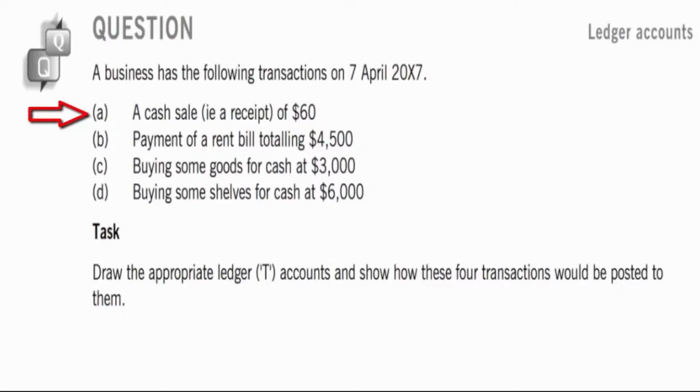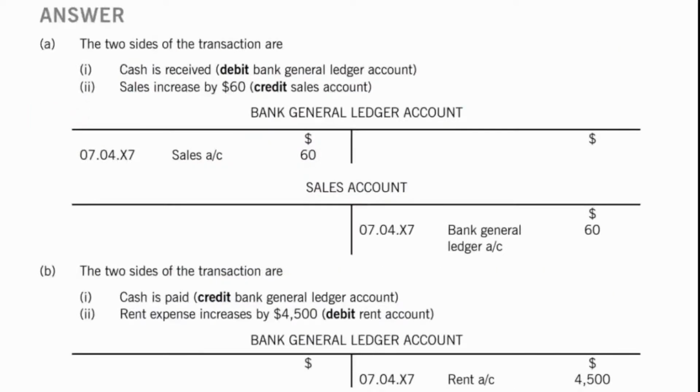Transaction A, a cash sale worth $60. The business sells goods and receives $60 in cash. Here's what happens. 1. Cash, an asset, increases because the business gets $60. This is recorded as a debit in the bank general ledger account. 2. Sales, income, increases because the business earns $60 from selling goods. This is recorded as a credit in the sales account. How it's recorded in the ledgers. Bank general ledger account, debit, $60 from the sales account. Sales account, credit $60 to the bank general ledger account.